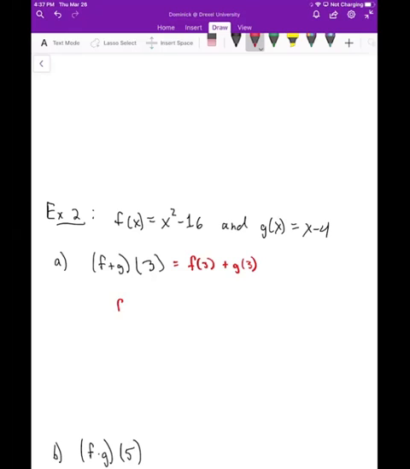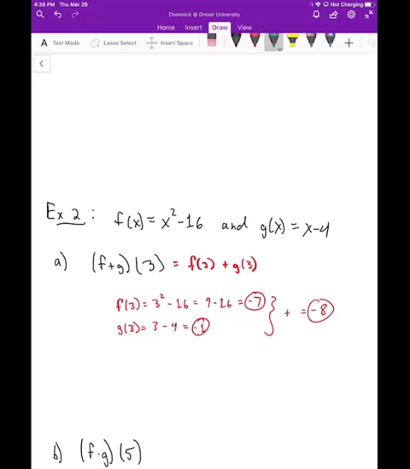So what's f of 3? Well, that's what we get when we plug in a 3 into f. So we'll get a 3 squared minus 16. So 9 minus 16. So negative 7. And g of 3 is 3 minus 4. So negative 1. And if we add these together, we'll get a negative 8. So that's one way you could do it.